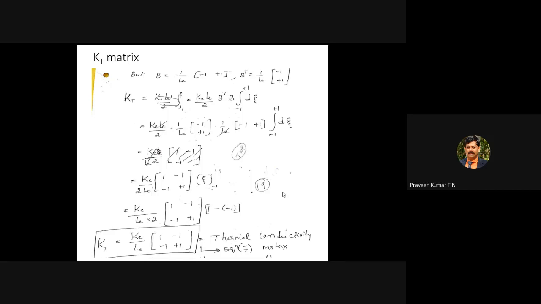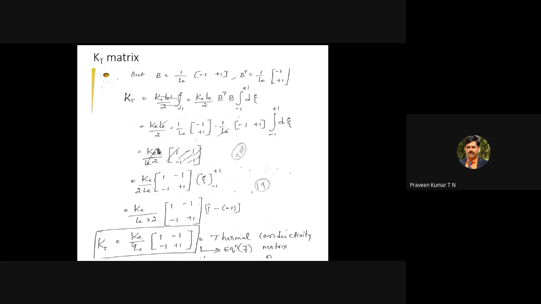We have the equation for KT, and after multiplication and simplification, we'll get the thermal conductivity matrix. The thermal conductivity matrix KT is equal to K divided by Le. But in some cases, it is multiplied by A. Suppose in the question, the area normal to the heat transfer rate is given. Only in such cases, you have to multiply by A. Strictly speaking, you can write it as KT is equal to AK divided by Le.